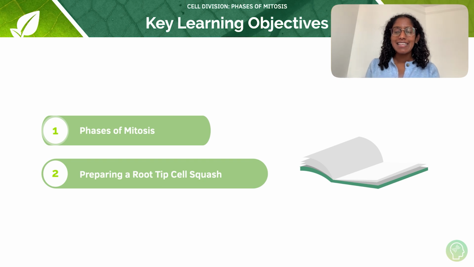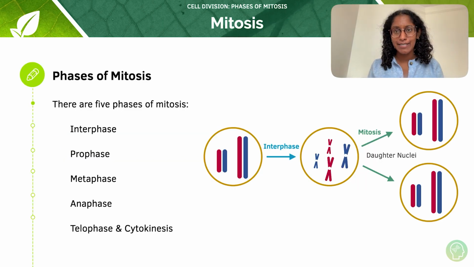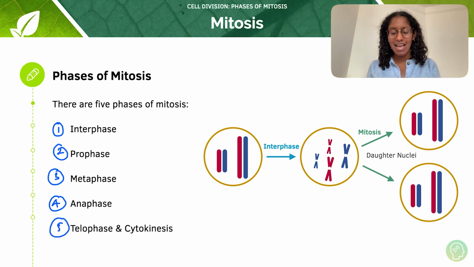So today in this tutorial, we have two key learning objectives. Number 1, the phases of mitosis, and number 2, an experiment to investigate mitosis. So there are 5 phases of mitosis. Number 1, interphase; number 2, prophase; number 3, metaphase; number 4, anaphase; and number 5, telophase and cytokinesis.